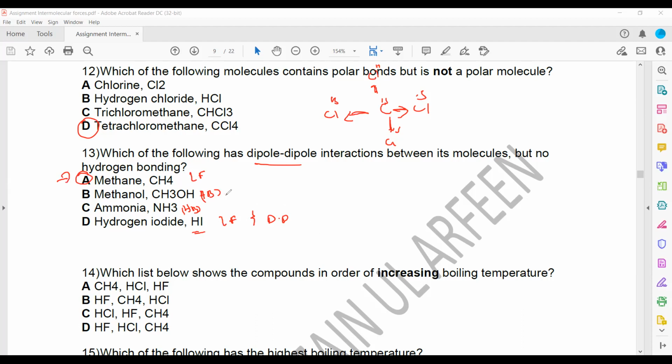Methanol will have hydrogen bond and London forces. London forces are always there, because when you have electrons, there will be attraction between the electrons and the nucleus of the atoms. So we call that a London dispersion force.